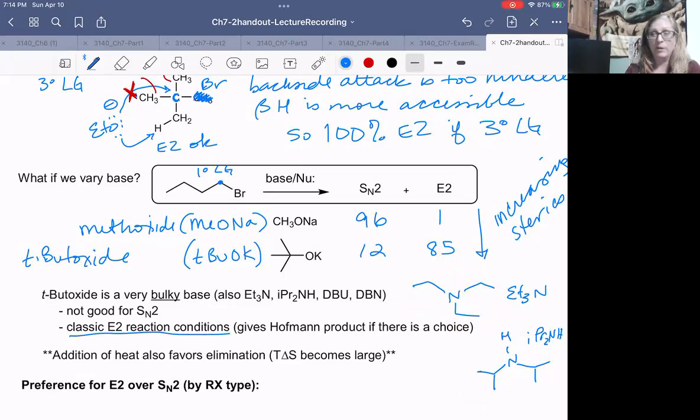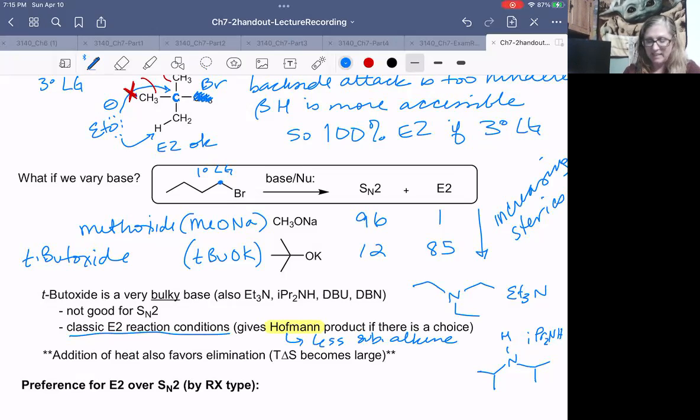Okay, if you have a choice of one position or another for the regiochemistry, remember the Hofmann product is what's going to be favored, because we get the less substituted alkene. That's the opposite of Zaitsev's rule, which says you get the most substituted alkene. When we use a bulky base like t-butoxide or one of these others, we get a less substituted alkene. We call that Hofmann elimination.